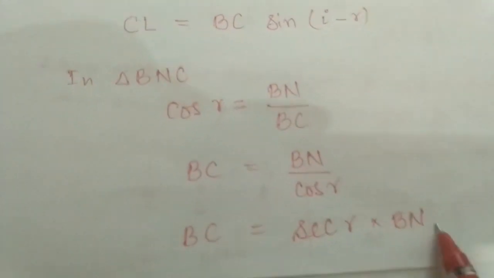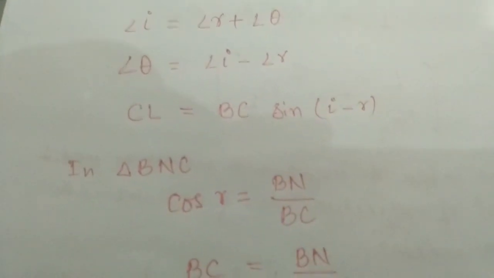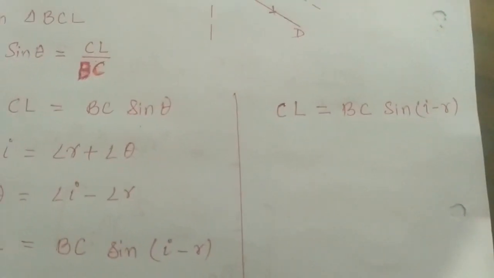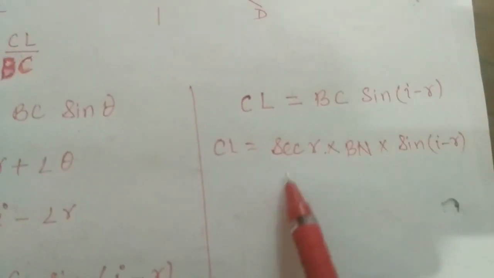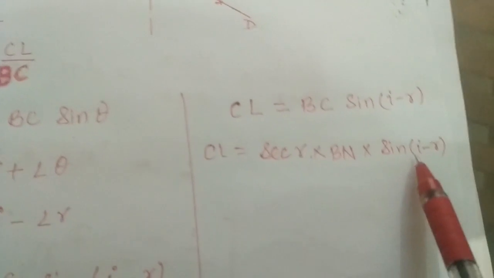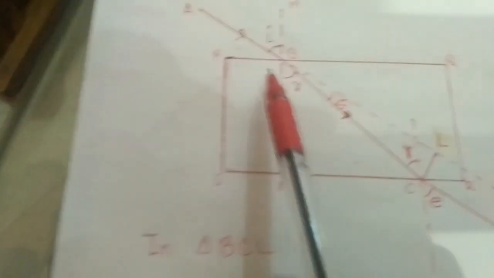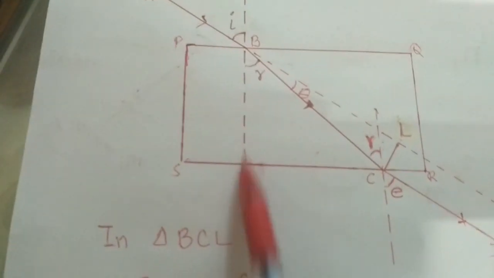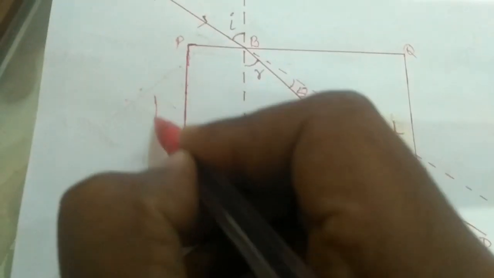Let's put the value of BC in this equation, and see what we will get. This was the equation. On putting the value of BC, that was sec R into BN, sine of I minus R. This BN, just see here, the B and the N, what is this? The thickness of the glass slab. Let the thickness of the glass slab be T.